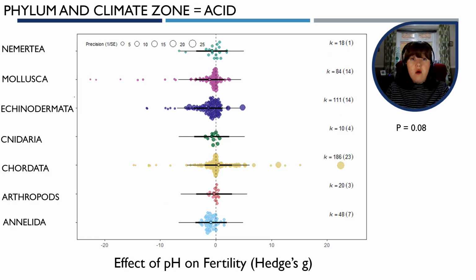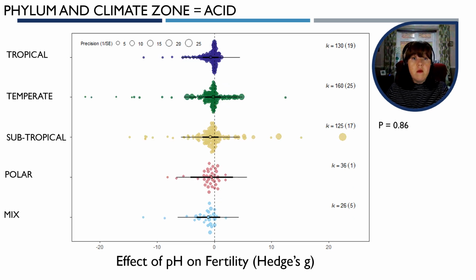We expected corals and echinoderms and mollusks to be more negatively affected, and although mollusks and echinoderms had the most negative mean effect size estimates, we did not find a significant difference between phyla. We then looked at whether tropical or polar species were more vulnerable than any other species and found no significant difference across climate zones.